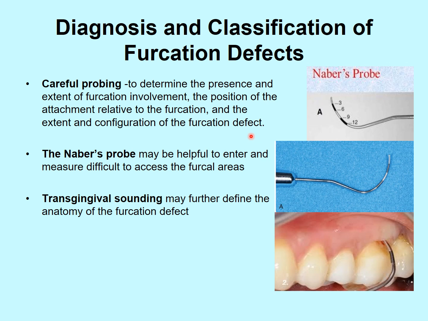Out of this, the most important one is the Nabers probe to determine the furcation areas. You can see this is the Nabers probe. This is a curved probe. It can be used to get access to these furcation areas. Markings are from 3 to 12, with 3 to 6 and 9 to 12 colored codings.